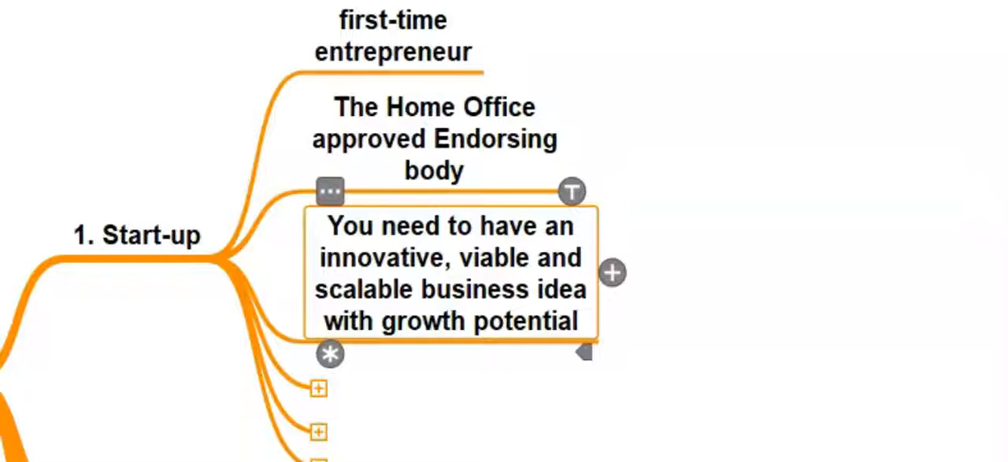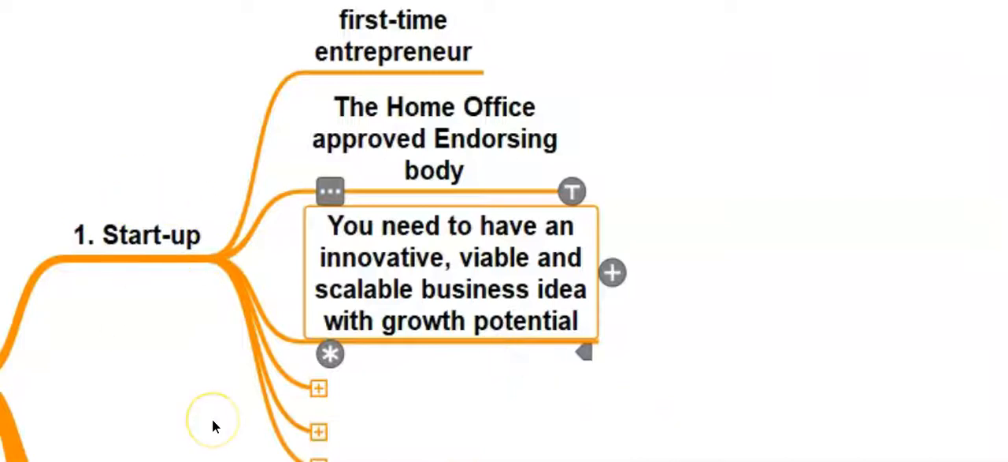Once you found an endorsing body, you'll need to provide them with the business plan. And this business plan will need to prove that you have an innovative, viable and scalable business idea. So in other words, you cannot join a business that already exists, and also you have to prove to the organization or to the higher educational institution that your business idea is the original one, and it is different from anything else which is currently on the market. Finally, you will need to prove that your business idea has growth potential.